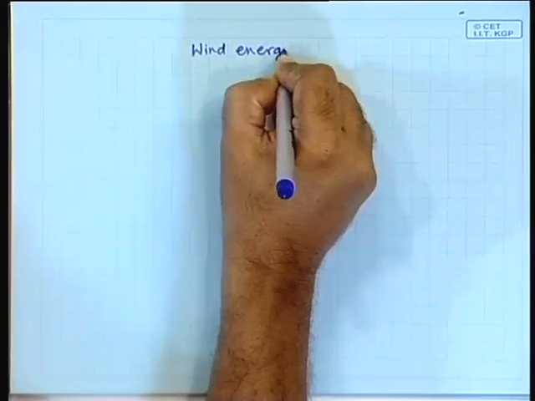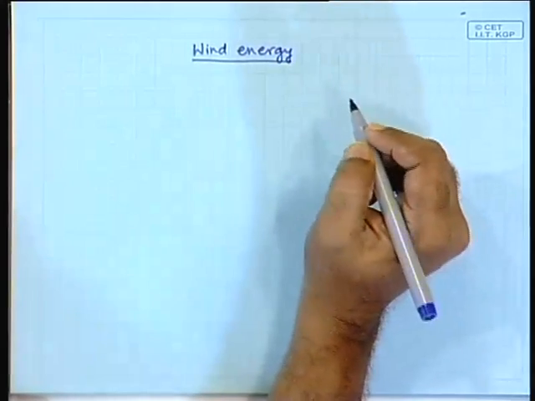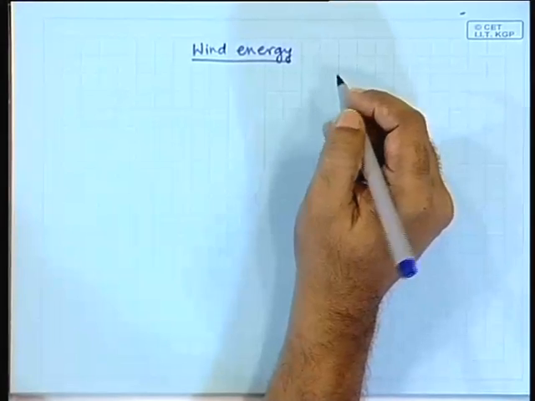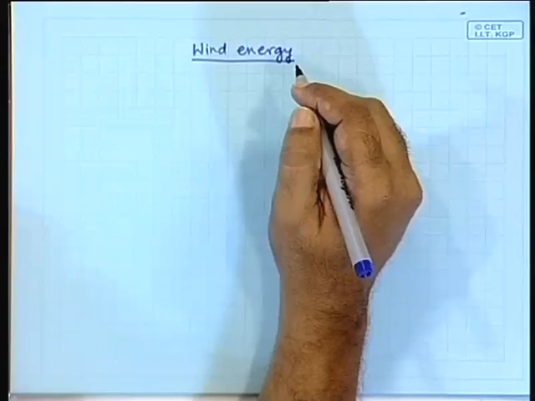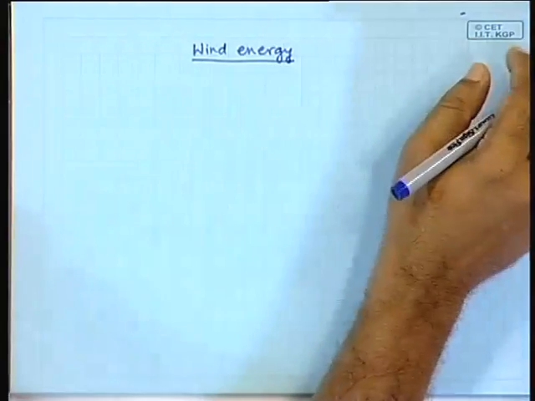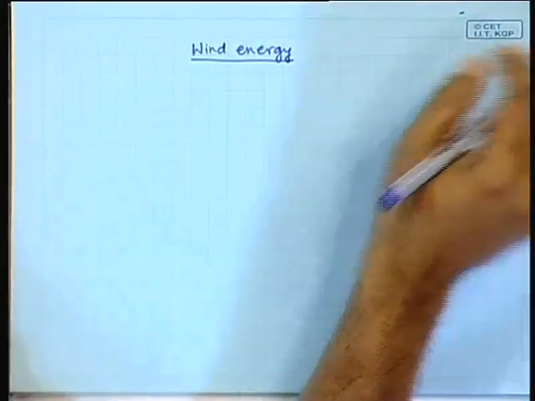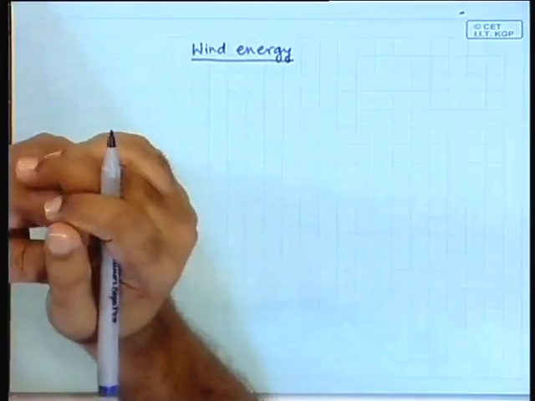Today onwards we will start the topic of wind energy. As you know, wind energy, out of all the different possible energy sources, is the most exploitable form of renewable energy.